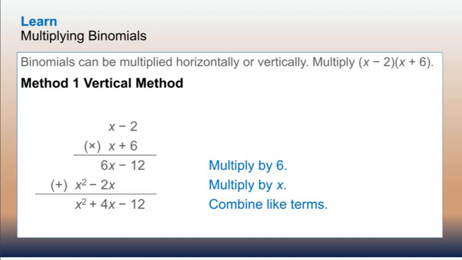There's method 1, which is the vertical method. You just multiply it like you would with any two-digit number times a two-digit number. So 6 times negative 2 is negative 12. 6 times x is 6x. And then we always put our 0 down, and then it'd be x times negative 2, which is negative 2x. X times x is x squared. And then you add your two answers, and you get x squared plus 4x minus 12.